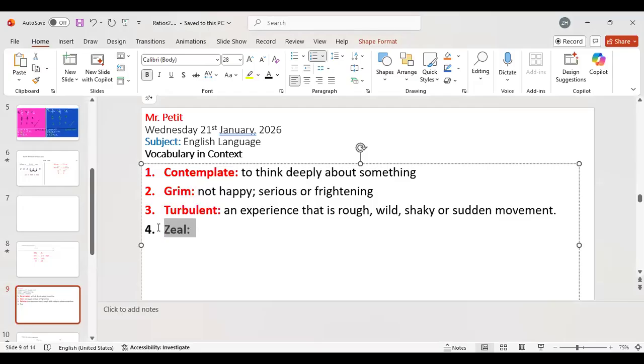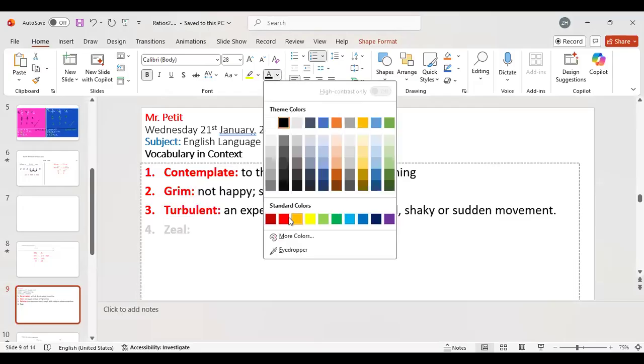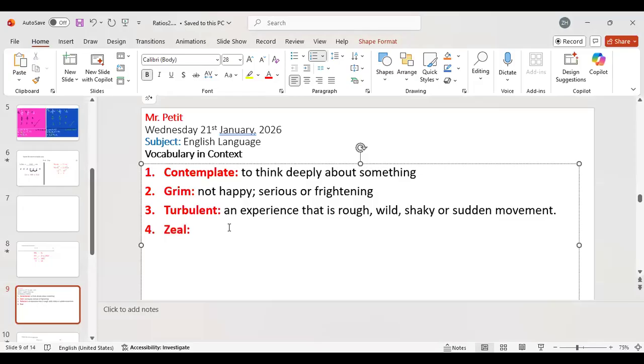Y'all know what zeal means? No, not a clue. I have no clue. I'm glad you gave us this, because I wouldn't have known it for the test. Oh, wow. What does zeal mean? To be like happy and do something with joy, I think. Yeah, okay, with enthusiasm.